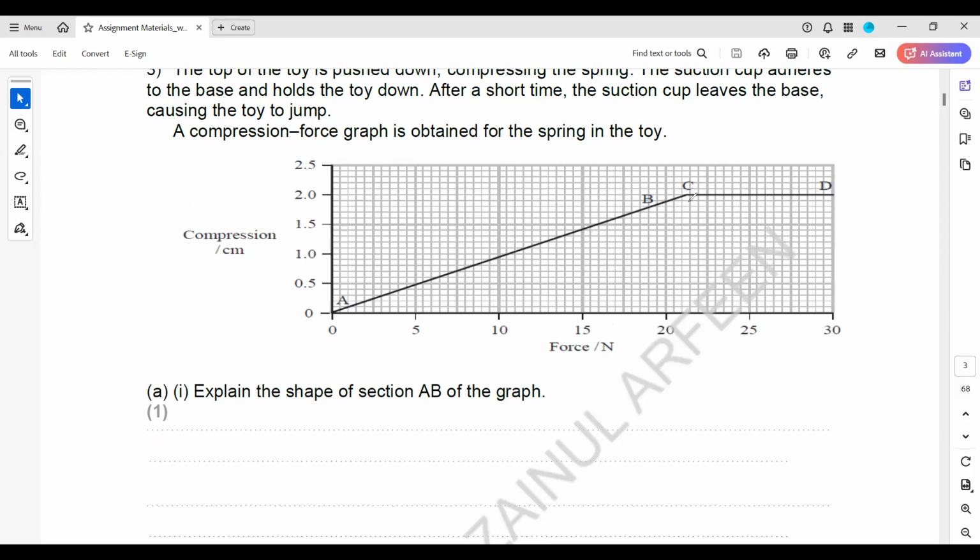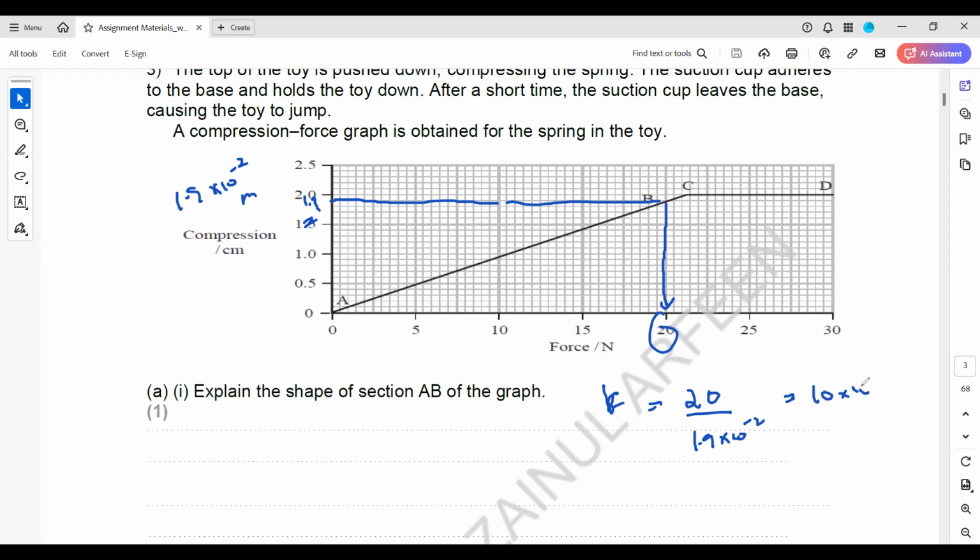Instead of taking a slope, you can take any value of the force. Like I took this value of the force, which is 20, and this is 1.9, but this is in centimeters. I have to convert into meters, so I will divide by 100. It will be 1.9 times 10 to the power minus 2. The value of k is force divided by compression. So 20 divided by 1.9 times 10 to the power minus 2 is about 10 times 10 to the power 2, which is about 1000 newtons per meter.